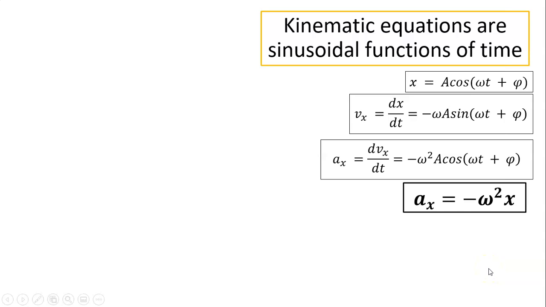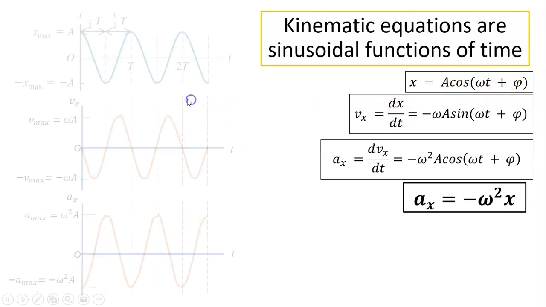Kinematic equations are sinusoidal functions of time. This is again because the motion is the projection of uniform circular motion onto its diameter. That's why it's cosine. Okay, let's take a look at the graphs.